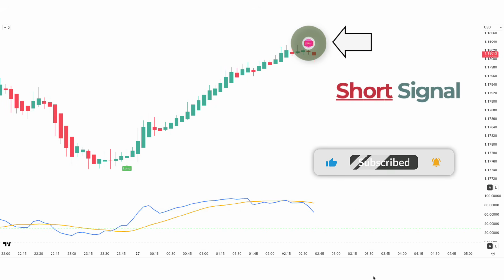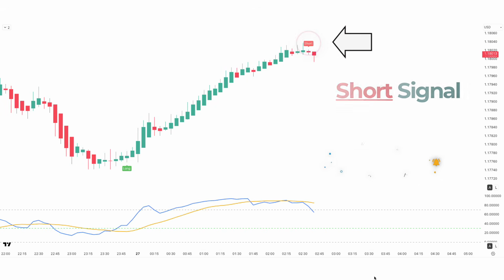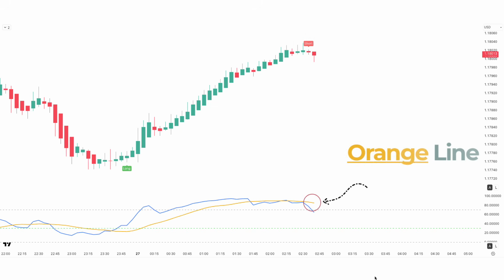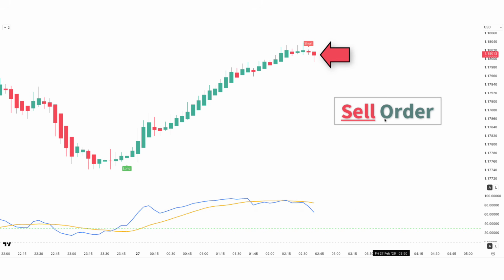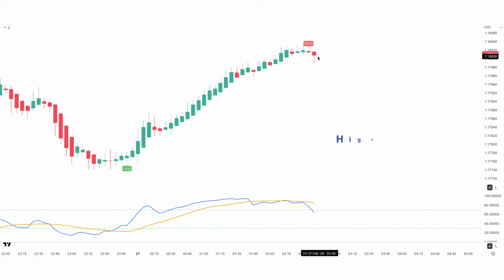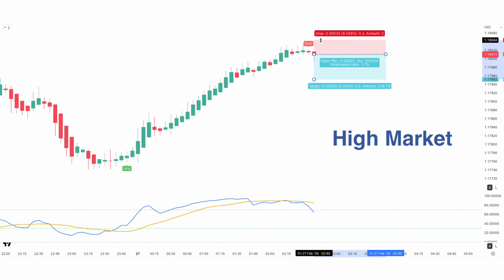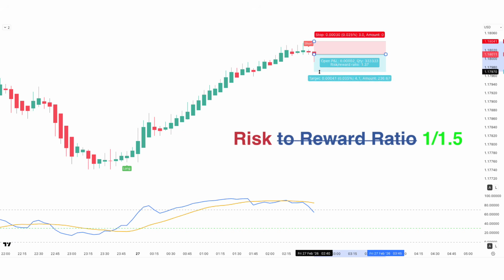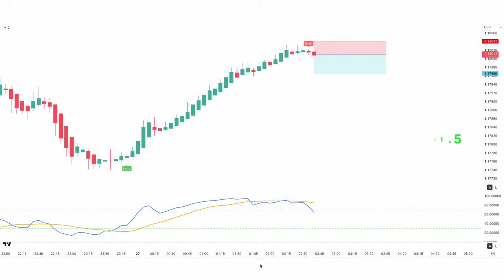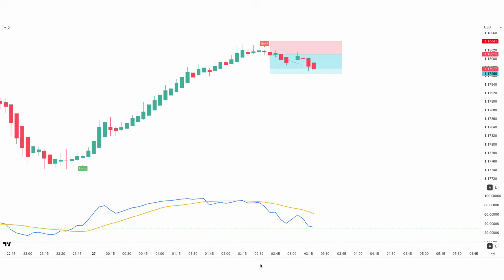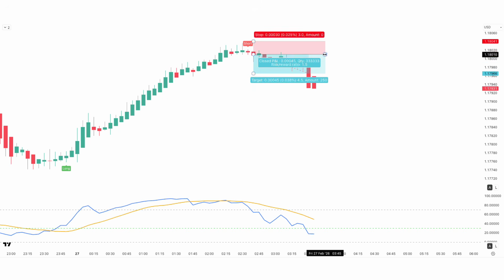When the QQE signals arrow of this indicator is a short signal, when the orange line of the RSI volume oscillator is above the blue line, and when the market forms a bearish candle, if this condition is fulfilled, then we will place a sell order. Our stop loss is to be placed at the previous high of the market, and the risk-to-reward ratio will be 1:1.5. The market has completely hit the target.